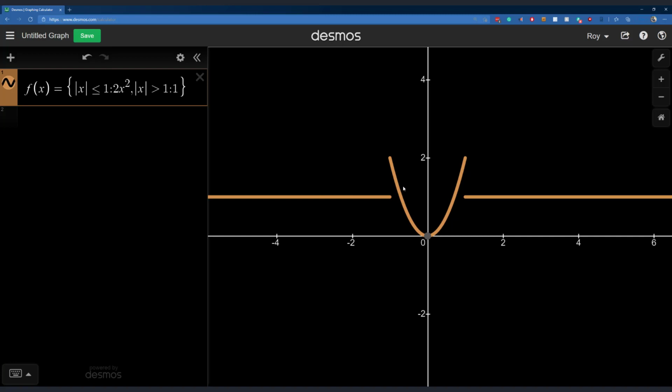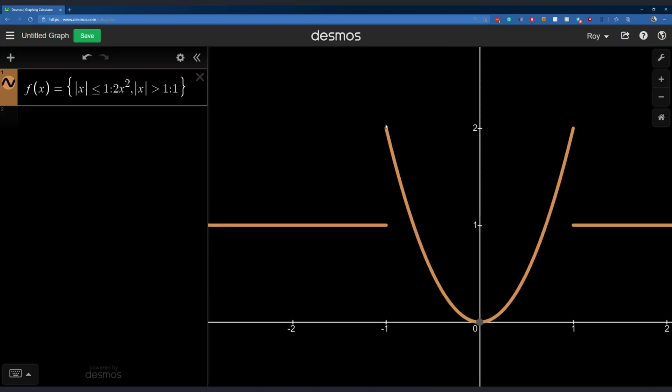Now, if you take a look at that 2x squared, it's supposed to be 2x squared for x less than or equal to 1. And it actually is 2x squared for x less than or equal to 1. You can see it right there. However, it's supposed to be y equals 1 when the absolute value of x is strictly greater than 1. That means when x is greater than 1 or less than negative 1. But it doesn't have the open circles down here.